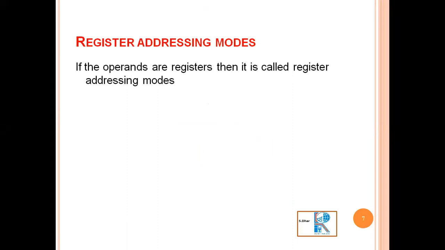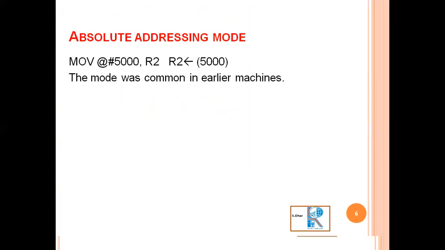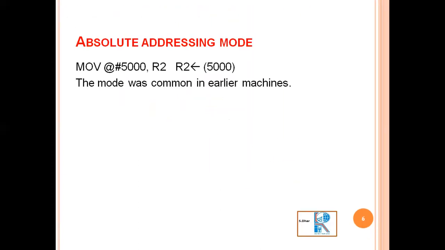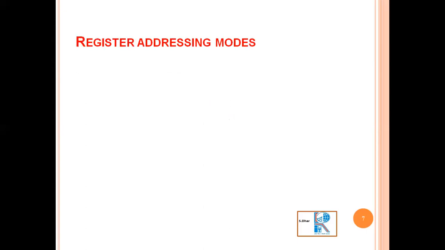Now the register addressing mode. What is register addressing mode? Previously we have seen, if I go to the previous slide, here there are two operands, one is R2 and another is #5000. So one is a register and another is the address of the main memory. Remember, one is a register and another is the address of the main memory. This is called the absolute addressing mode.